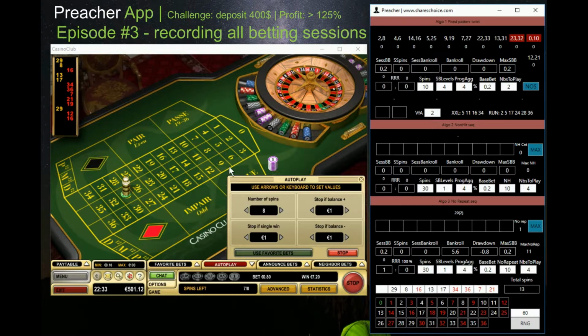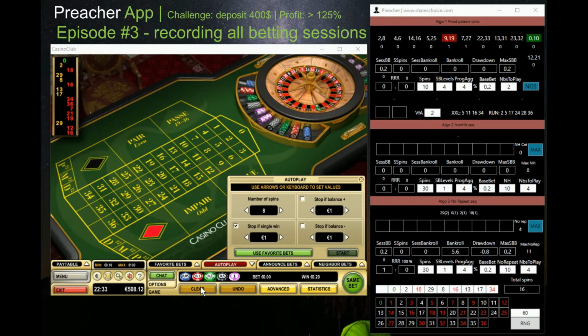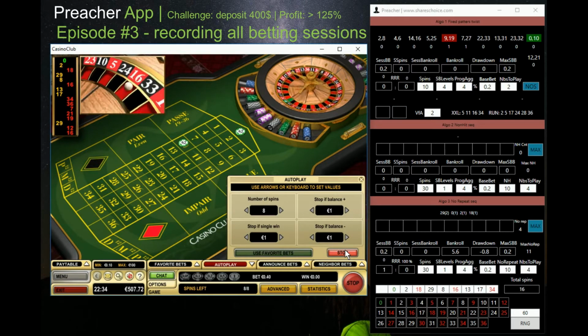So we created the first winning, and I will now generate numbers again, and whenever there is a chance to play, I will start recording again. The next signal is coming from algorithm number 1, so we should now play numbers 0 and 10, in total 10 spins. So I will now bet on 0 and 10 and let's see how this goes.